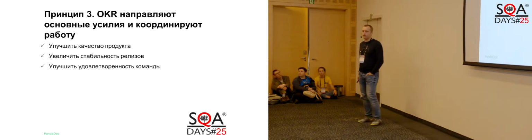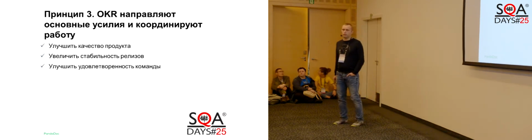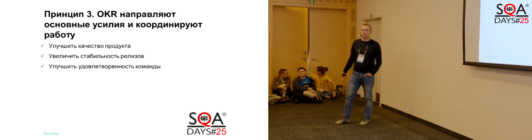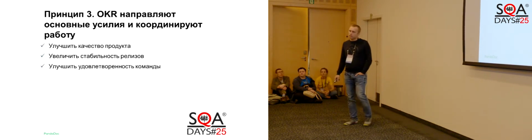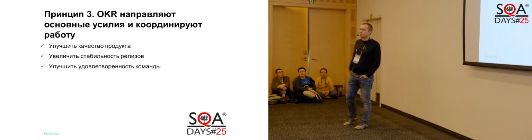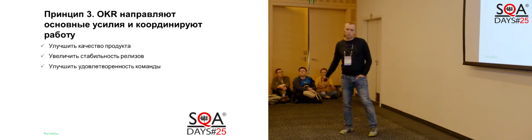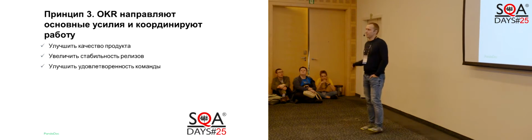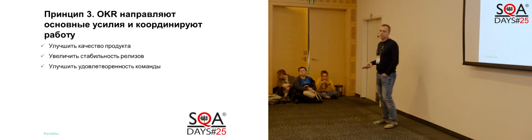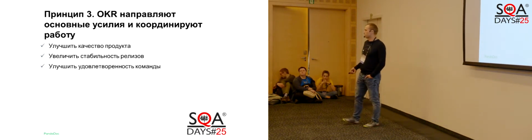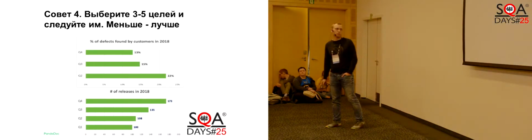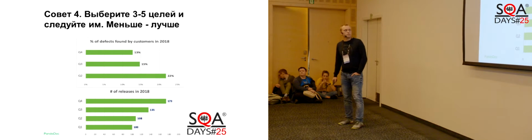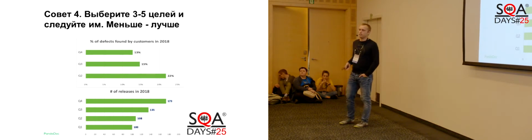The 3 objectives that we use in our company for the QA department are to improve the product quality and the release stability, and as it usually happens, to prevent the burn down of the team. Because one can achieve the first 2 objectives, but the team will simply disband or burn out. So you have to be very attentive and sensitive to the needs of the team.